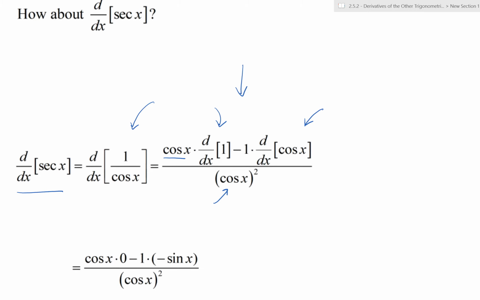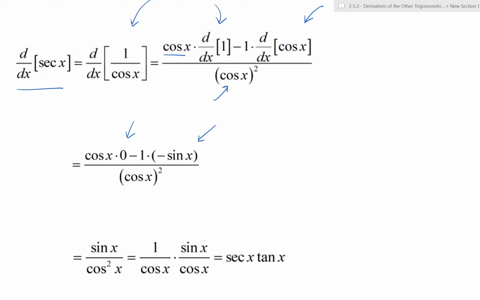And so the derivative of 1, of course, is 0. So we get cosine of x times 0 in the numerator, minus 1 times the derivative of the cosine of x function, which is negative sine of x, and all of that divided by cosine of x squared. So what do we get in the numerator? We get 0 minus 1 times the negative sine x, so that's just a positive sine x, divided by cosine of x quantity squared.